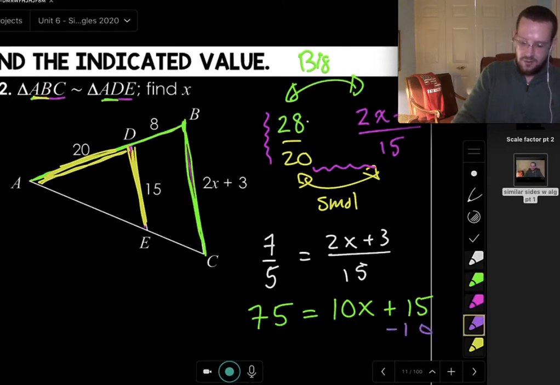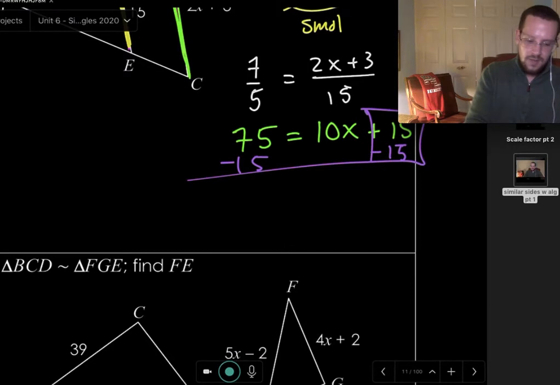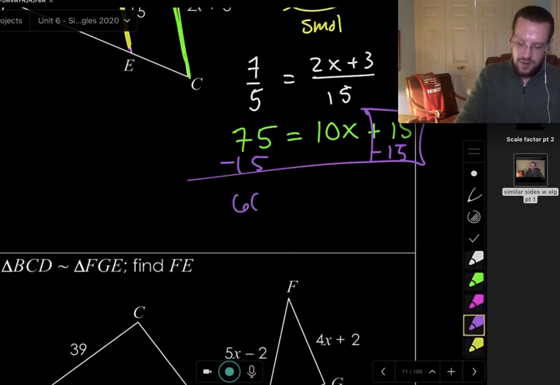This is going to be a great and easy problem to solve. I'm going to subtract 15 from both sides, do a little box here, and just continue working on the easiest problem that was ever made. And we find x is equal to 6.